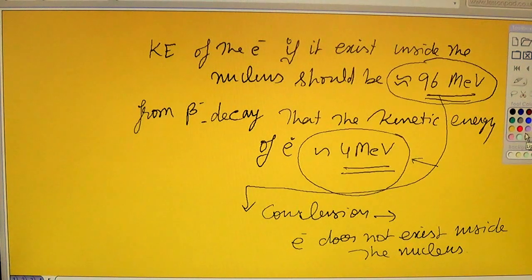So we compared this result on the basis of the kinetic energy of the electron, if it exists in the nucleus, by using the uncertainty principle with minimum values of position and momentum.